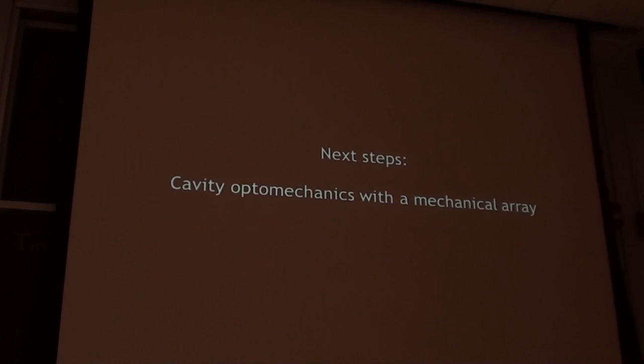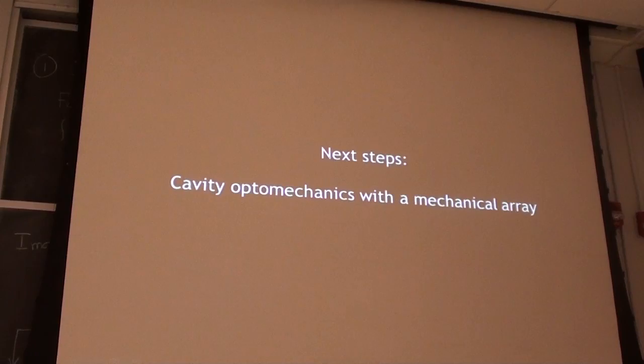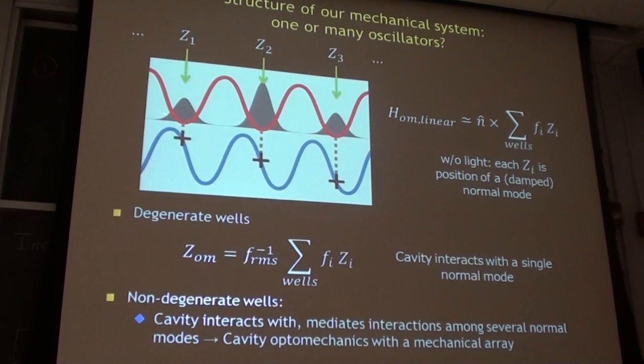All right, so let me conclude with a few minutes on where I think we're going next. I pointed out that we have atoms in a few neighboring wells of the lattice. When do I have to consider the motion of each of those sub-ensembles of atoms separately, or when can I just lump them all together?